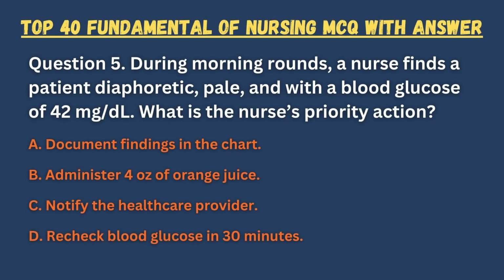Question 5. During morning rounds, a nurse finds a patient diaphoretic, pale, and with a blood glucose of 42 milligrams per deciliter. What is the nurse's priority action? A. Document findings in the chart. B. Administer 4 ounces of orange juice. C. Notify the healthcare provider. D. Recheck blood glucose in 30 minutes.